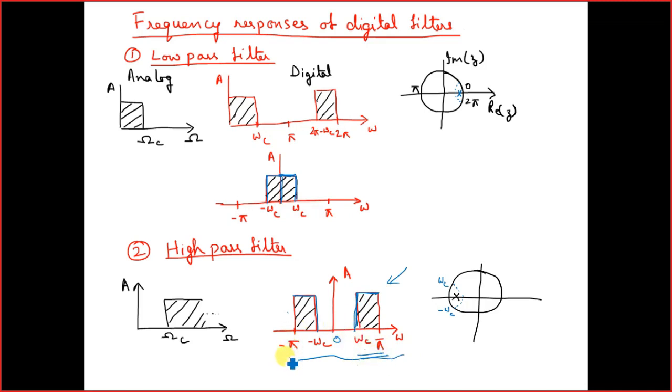However, in the negative domain, from minus pi to minus omega c, we are having a high response. So you just compare the results of the analog filter and the digital filters. For analog filters, you only consider the frequency regions from 0 to infinity. However, in the digital domain, we have a mirror response also in the negative frequency domain.